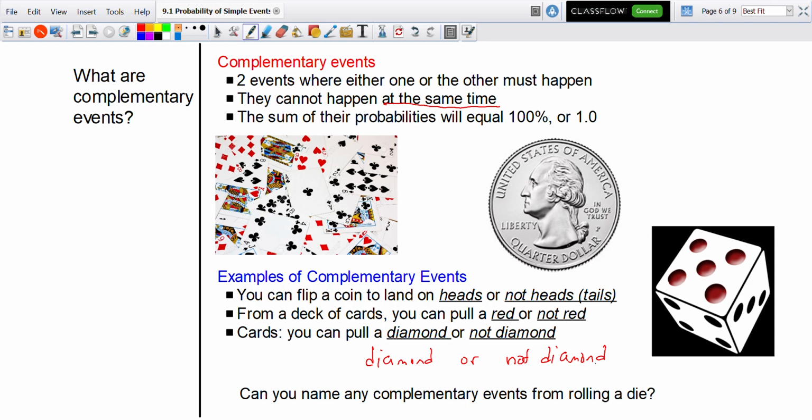If I were looking at complementary events from rolling a die, how about evens or not evens? I've covered all the possible outcomes. It's either going to be an even or a not even. It'll be a 6 or a not 6. I've covered all possible outcomes. Those are complementary events, where between those two events, I've covered 100% of possible outcomes.